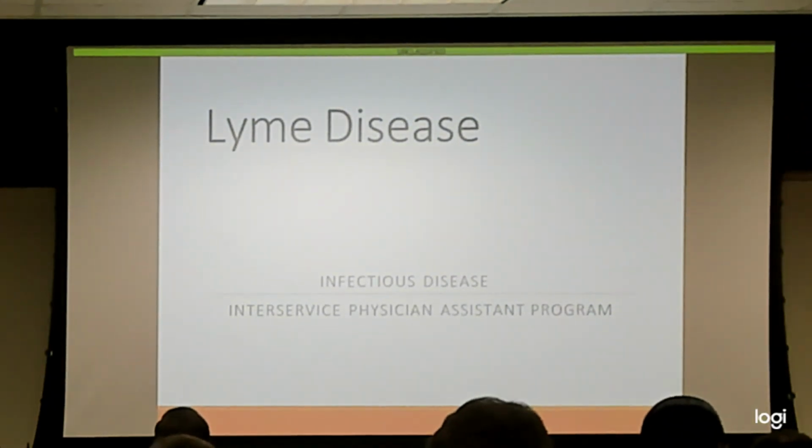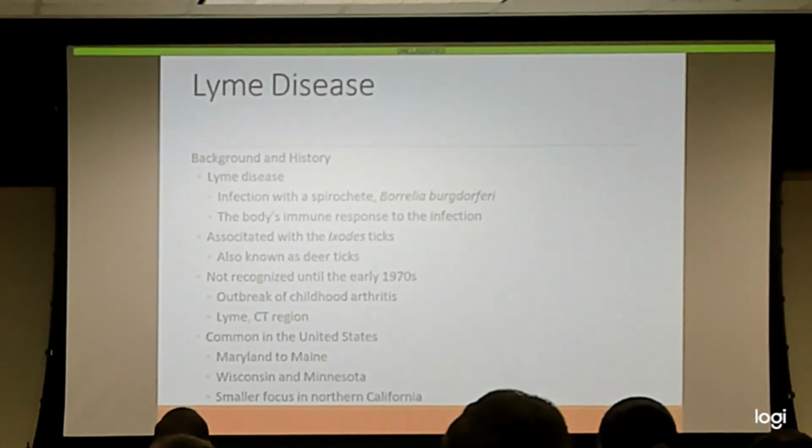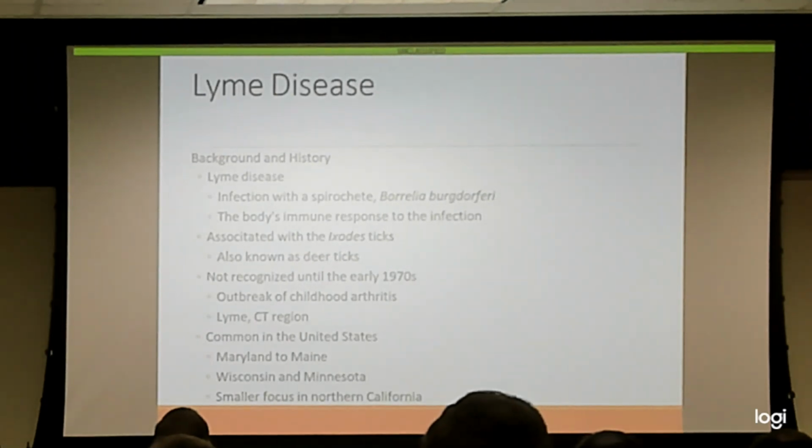All right, so the next thing I want to talk about is Lyme disease. This is a tick-borne transmission caused by a spirochete, Borrelia species. This one is the deer tick specifically, or the black-legged tick. It's just a different name, same thing. This wasn't recognized until the 1970s as well.